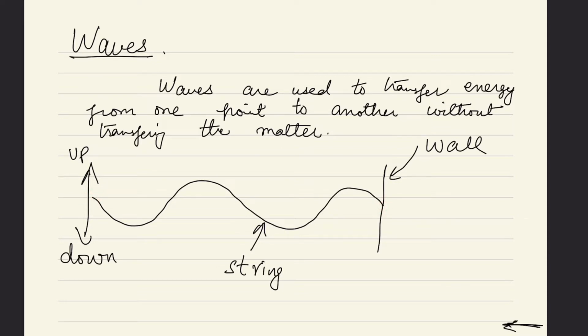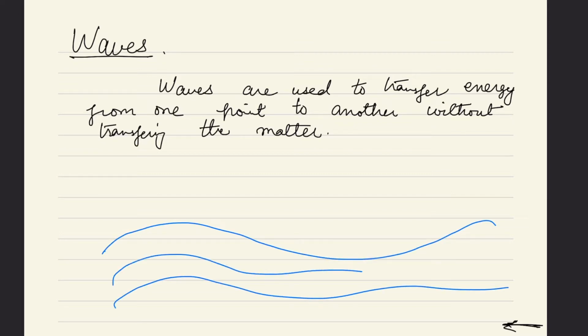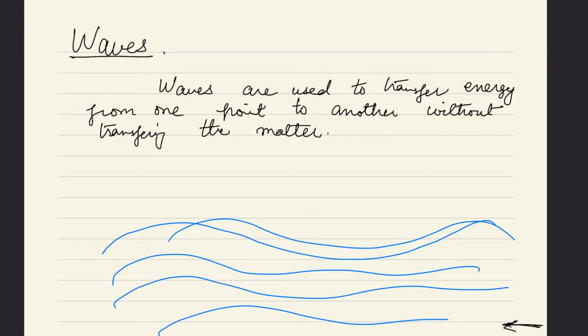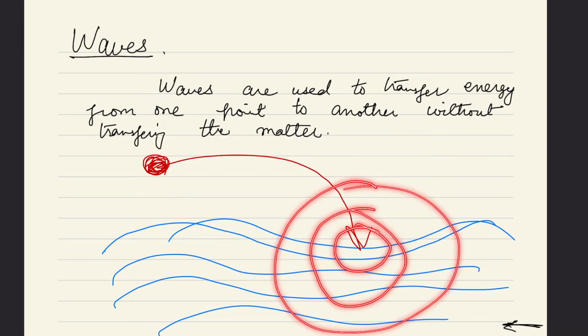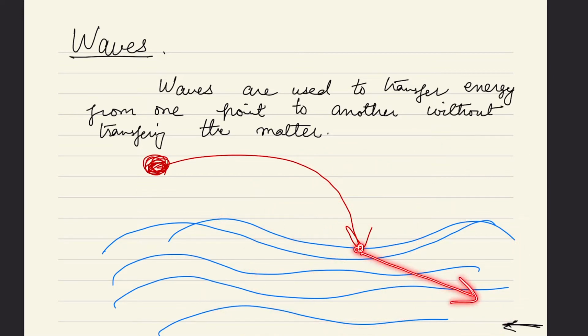All right, now let's take another example. Suppose we have a water surface over here. This is water, right? And someone throws a stone into the water. When a stone is thrown into the water, circular waves will be formed over here like that. These waves will spread out, and that's how the energy is transferred from this point in the outward direction.